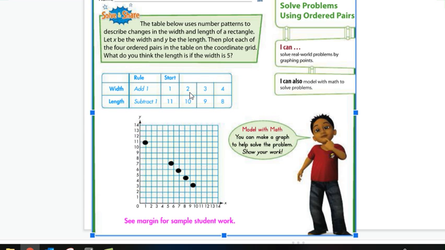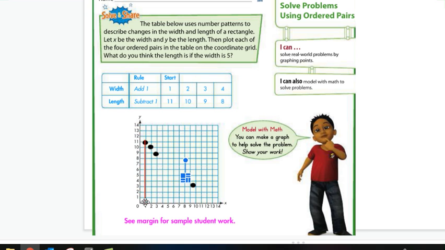The rule here says that we're going to add 1 each time. So the next x value is 2. I'm going to put this dot on 2, and it tells me I need to go up to 10 because the rule for y is that we are subtracting 1 each time. So the next dot is going to go over 3 and up to 9. And then my next dot is going to go over 4 and up to 8.